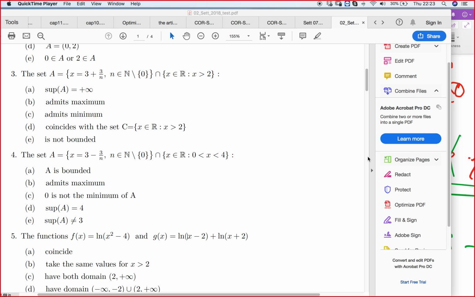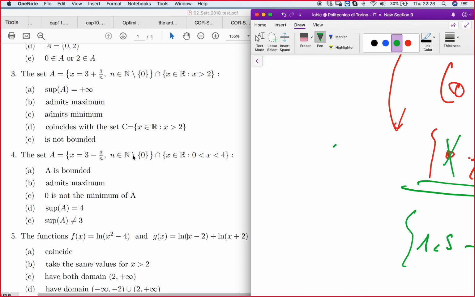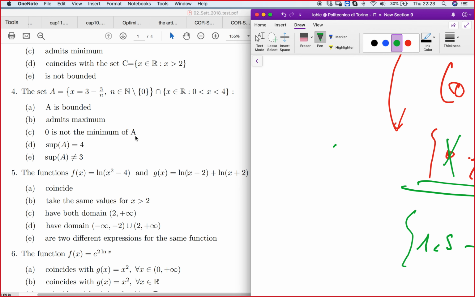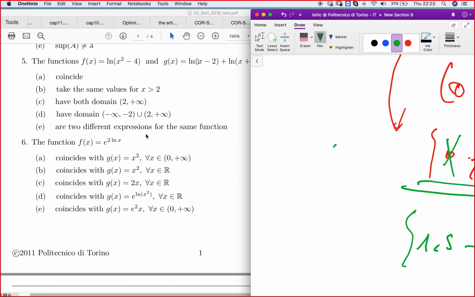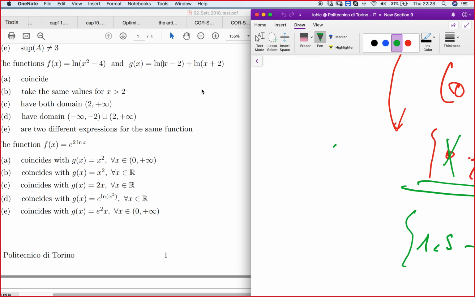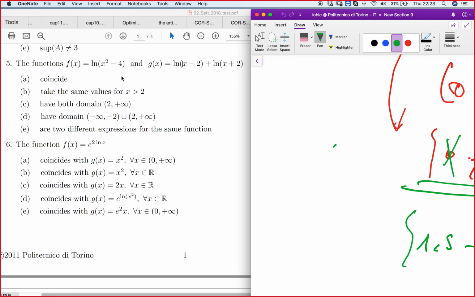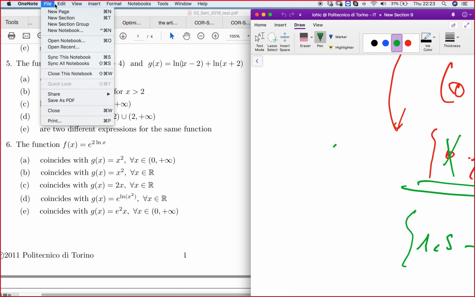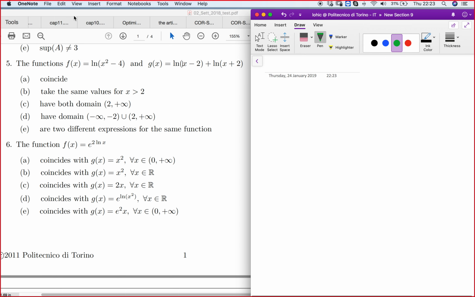Okay, we continue this MCQ by solving question number 5. In question number 5, you are given two functions. One is f of x equal to the logarithm of x squared minus 4, and the other one is g of x equal to the logarithm of x minus 2 plus the logarithm of x plus 2. Okay, let me take a new page.